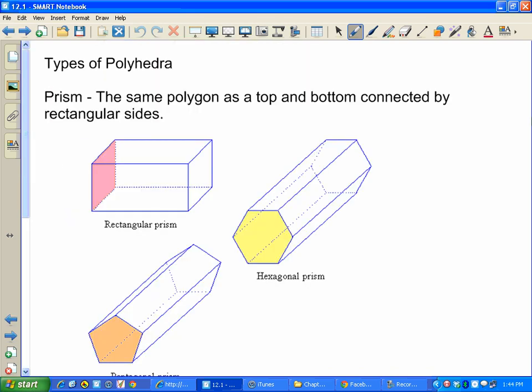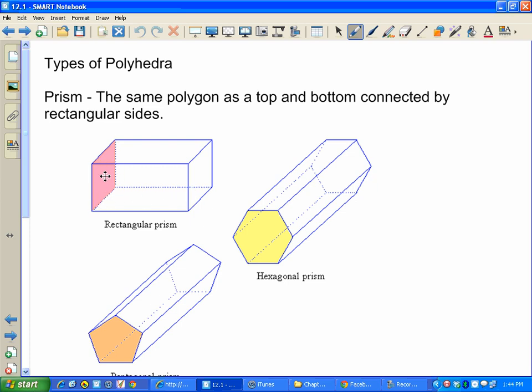All right, the types of polyhedra that we'll mostly be working with are prisms and pyramids. A prism has the same polygon as the top and the bottom, and it's connected by rectangular sides. So this would be a rectangular prism, because if you look, you can really look at it either way.